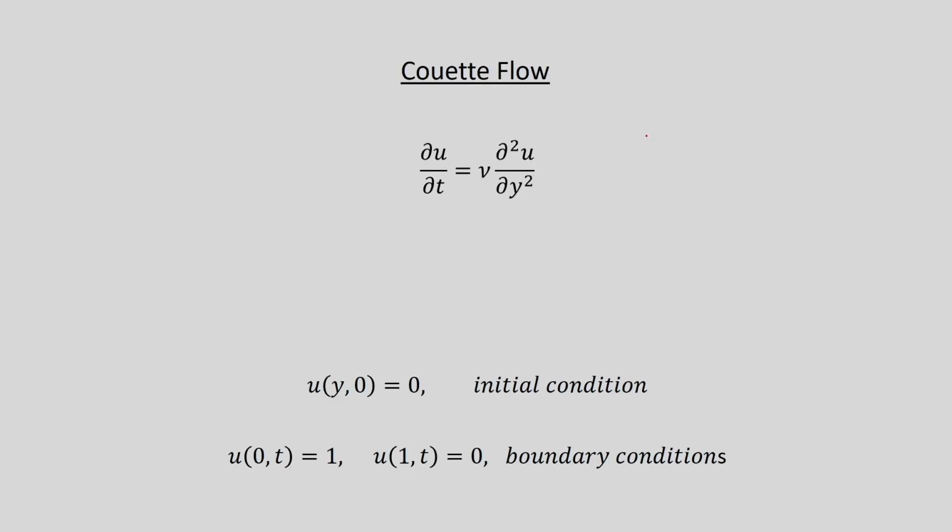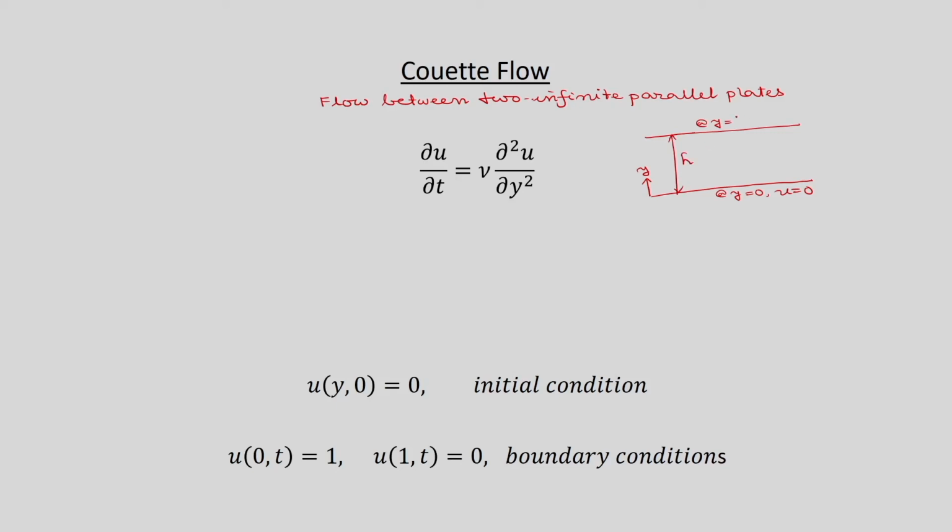So, Couette flow, you know, is flow between two infinite parallel plates. Okay. So, let us say that this is your y. So, at y is equal to 0, the velocity is 0 and at y is equal to h, let us say this is your h, u is some velocity u. Okay. So, this is the governing equation.